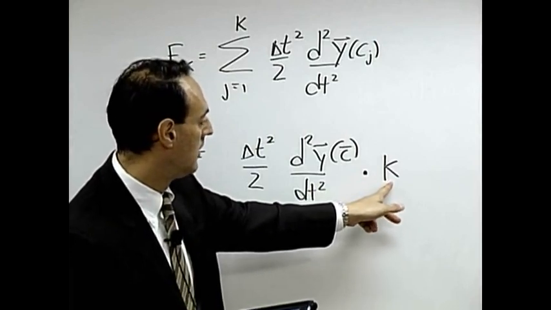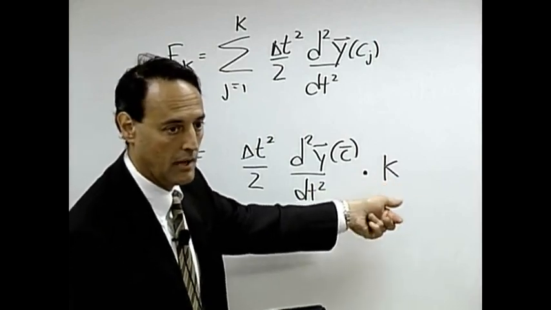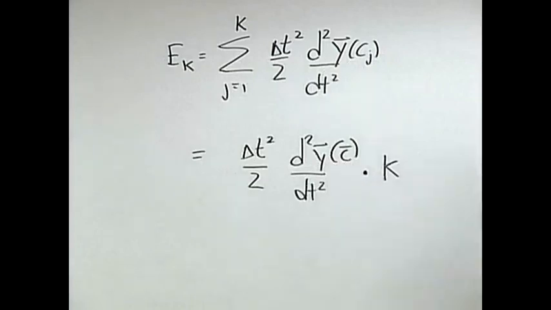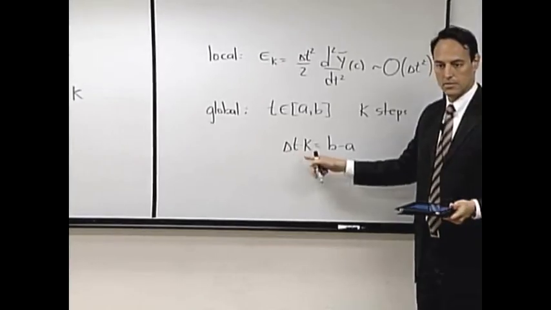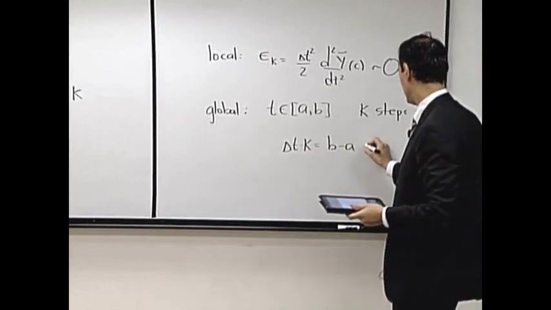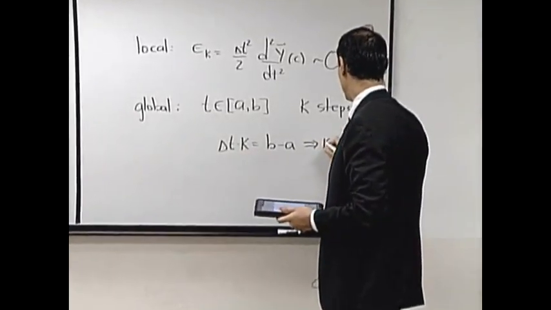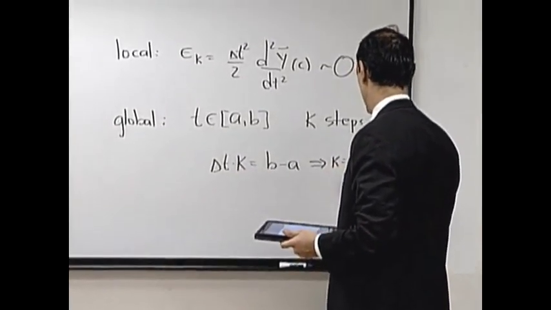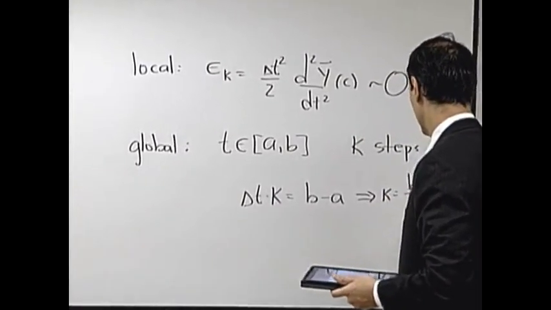Now k, by the way, how do I get k? Well, k is my number of steps. So if I come back over here, this is important: delta t times k is the interval difference. So you get k is equal to b minus a over delta t.